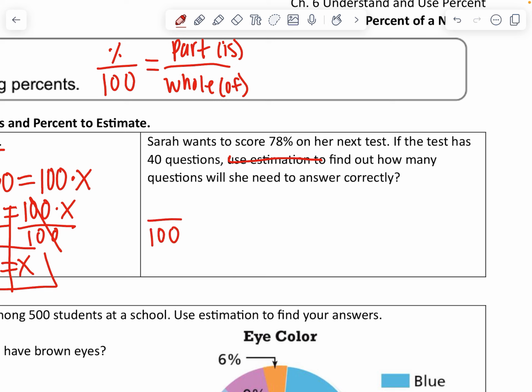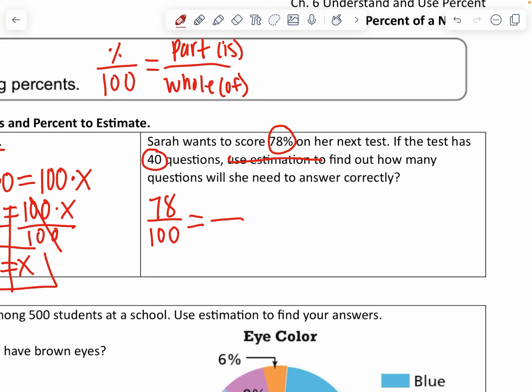Remember, it's the same each time. Blank over 100 equals blank over blank. So first thing I ask is, does it give me a percent? Yes, it does. It gives me 78%. So my 78 goes on top of 100. And then I have to decide, is 40 my part or my whole?